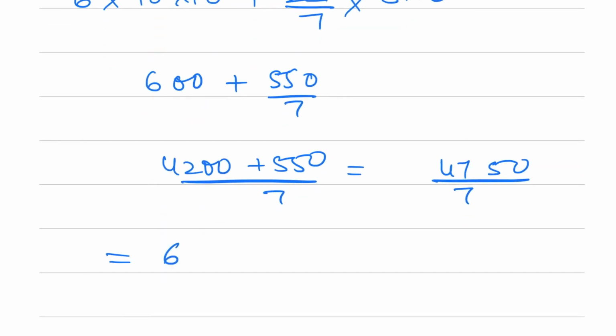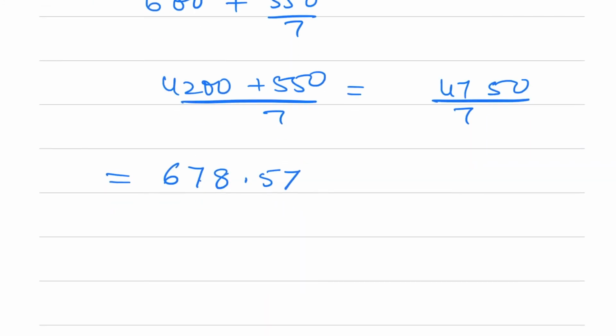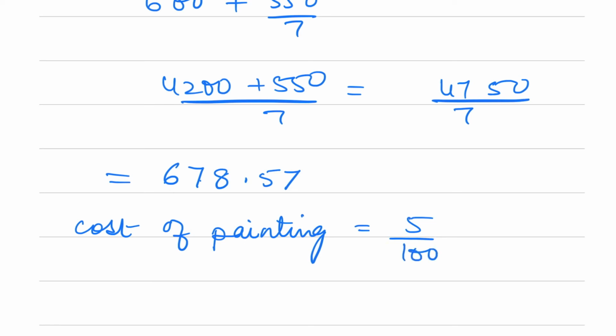Dividing, 6 times 42, 55, 7 times 49, so 60, and 8 times 56. Then we have 678.57. This is the total surface area, in centimeter square, and we have to find the cost of painting. This is equal to 5 rupees per 100, that's the rate, into area.